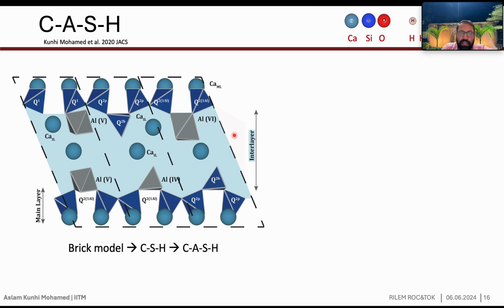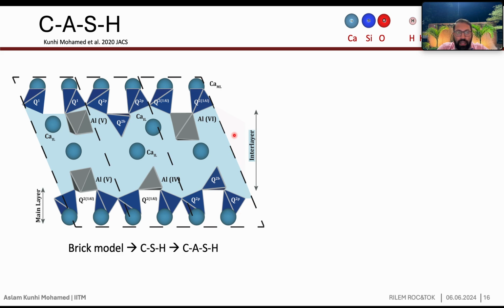And with this insight and this combination of experiments and computational techniques, we further explored the incorporation of aluminum, especially in sustainable cements. We have more aluminum in it with clays. So it is believed that aluminum in six-fold coordination cannot exist in CSH.